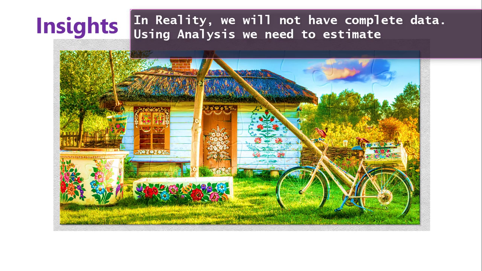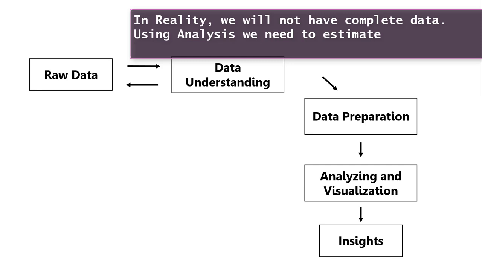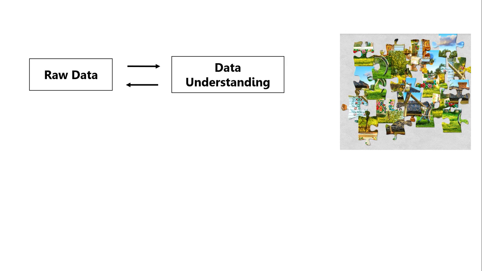Okay, so now our journey from the raw data to the actionable insights has several modules: data understanding, data preparation, data analysis and visualization, and finally we'll get some insights. And this whole life cycle is called the data analysis life cycle. Now let us try to understand each and every module in detail. Let's start with data understanding.